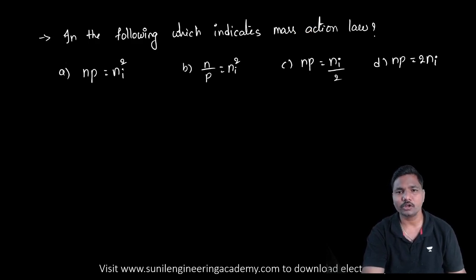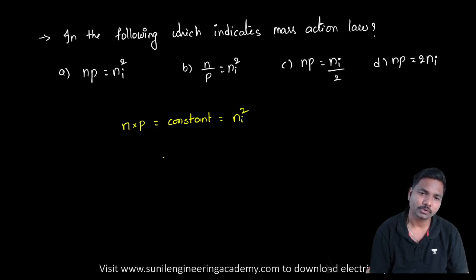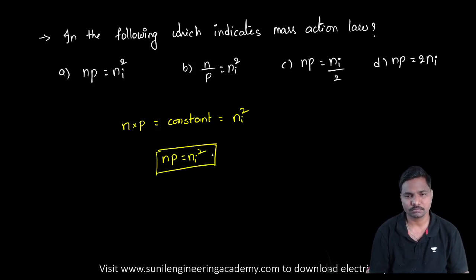Coming to the next one: which of the following indicates the mass action law? Very important one. The product of n into p is equal to a constant, and that constant is the intrinsic concentration squared. So np is equal to ni square. Very important relation. Sometimes in problems they will give ni, n or p, any one, and ask for the other quantity. So np equals ni square, where ni is the intrinsic concentration.